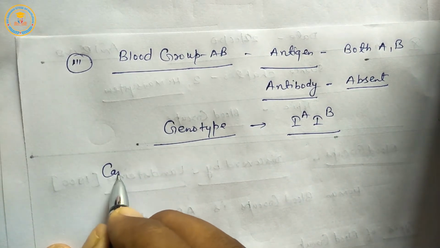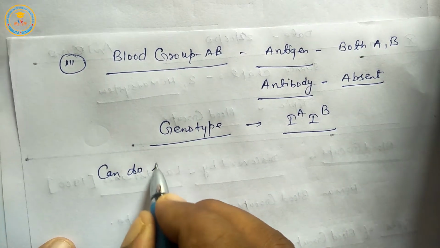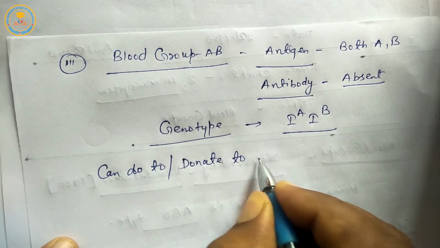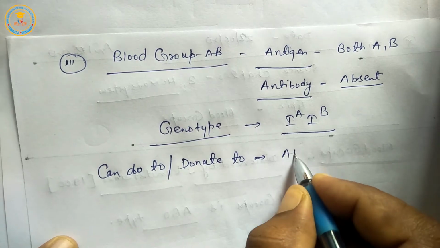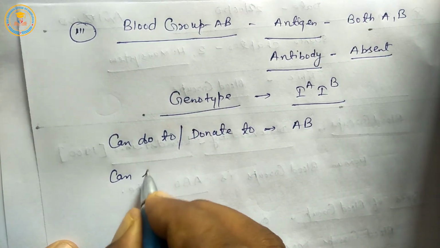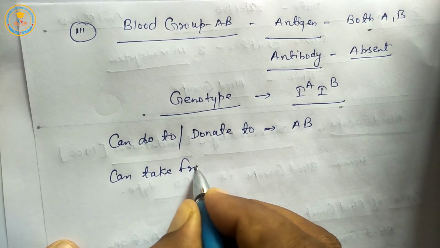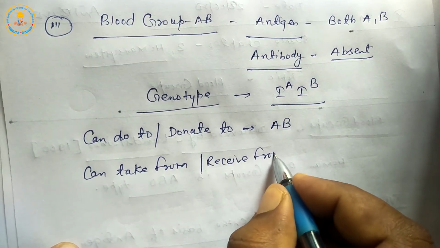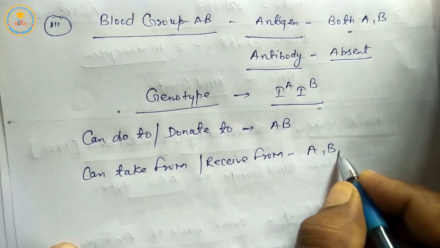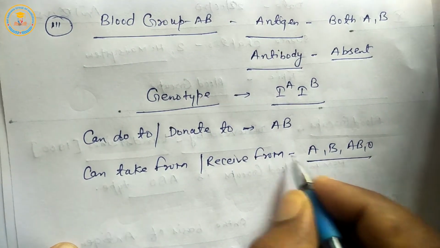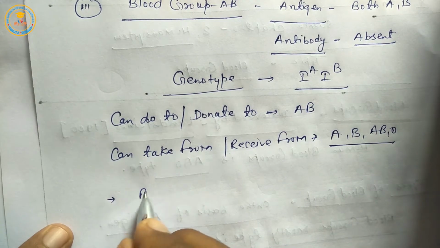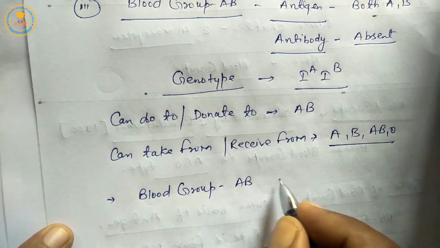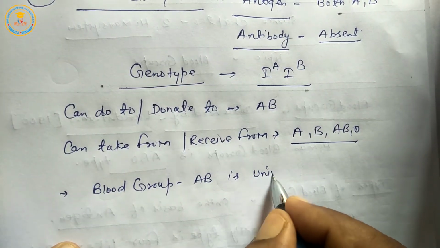Next, can donate to AB. Next, can take from or receive from blood group A, B, AB and O. So blood group AB is universal receptor.